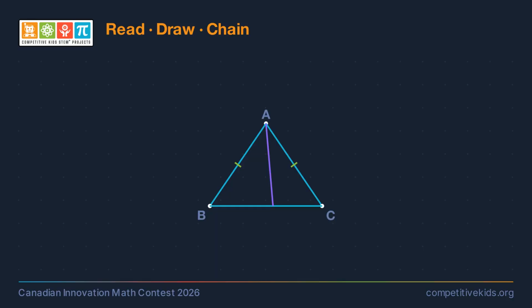Now add the rope. AD goes from A down to a point D on the base BC. Mark the two top angles. The left piece, angle BAD, is 40 degrees. The right piece, angle DAC, is 30 degrees. Now we chain three facts.